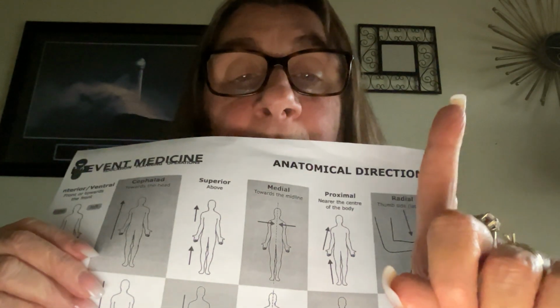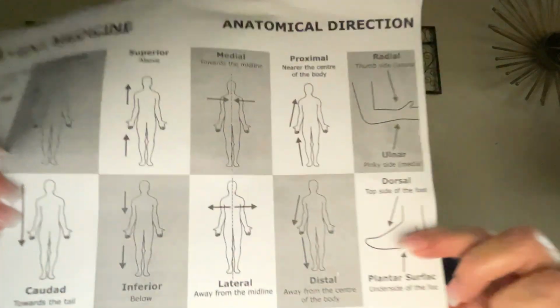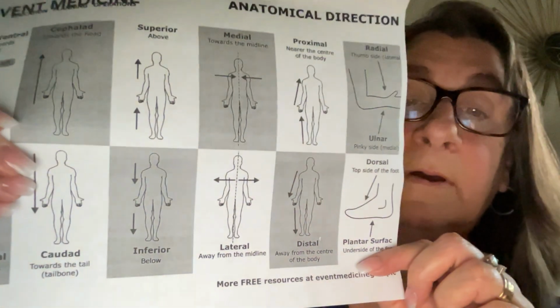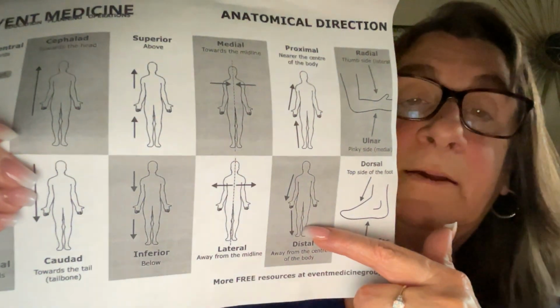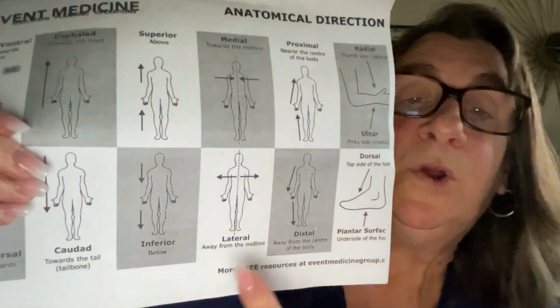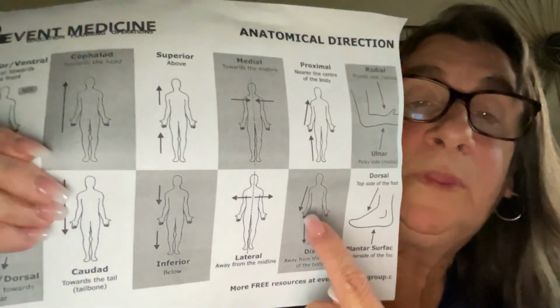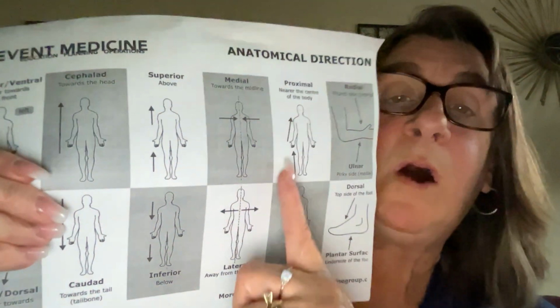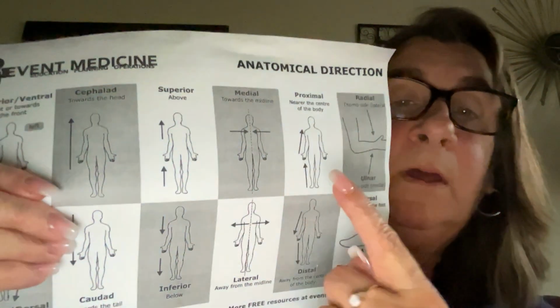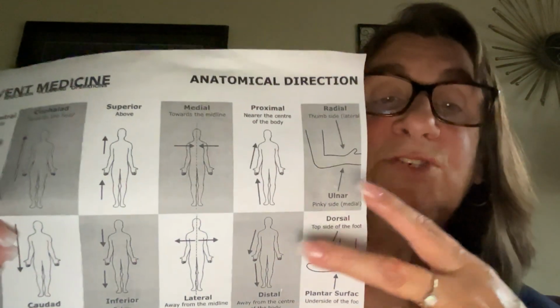Going up. Okay? Distal, away from the center of the body. Okay? So your knee is distal from your shoulder. Your shoulder is proximal from your knee. Okay?